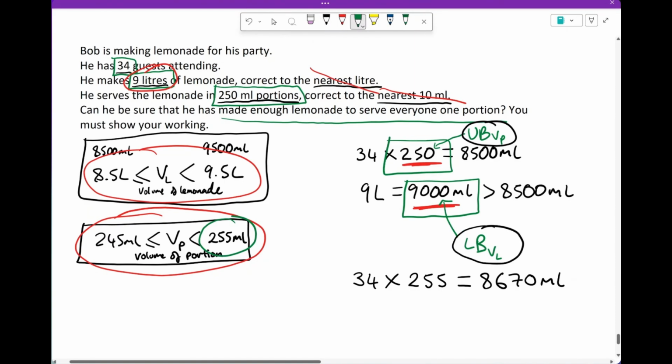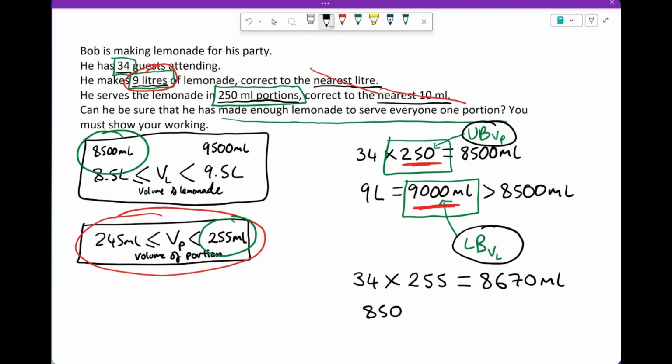So that is going to be the value 8,500 milliliters. So I'm going to write 8,500 milliliters. And that is the lowest amount of lemonade he's possibly produced. Now that value is smaller than the 8,670 milliliters he might need. So as a result, Bob cannot be sure that he has enough lemonade for his party.